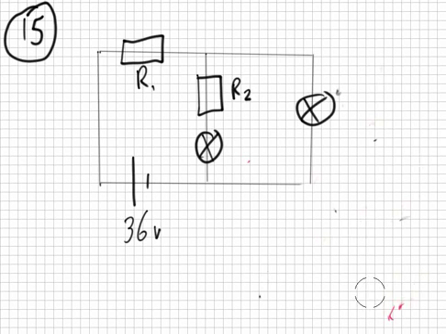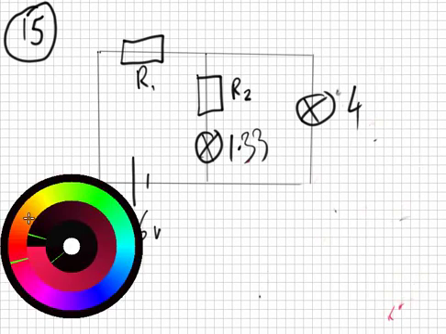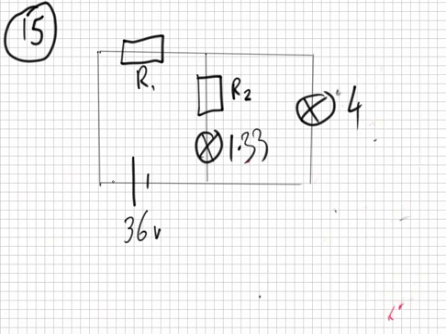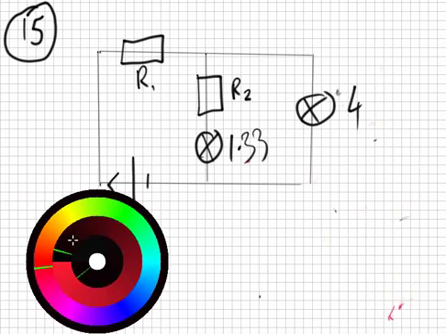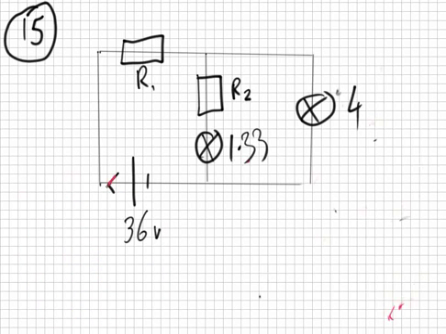Alright. So this was 1.33 and then this one here was 4. So let's draw the current. Remember my advice. You start with the biggest battery and go with the battery. So here would be I1. I'll do a different color. I1, and then here of course would be I1, and then here would still be I1.